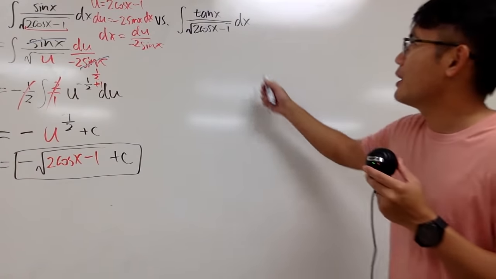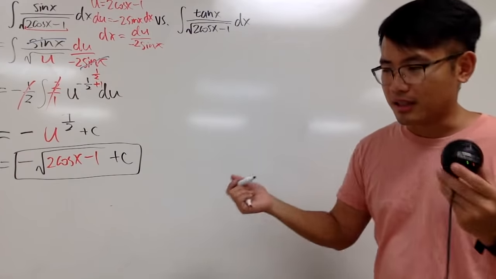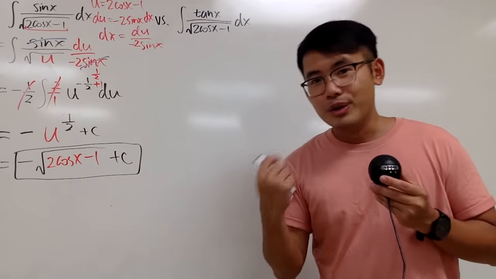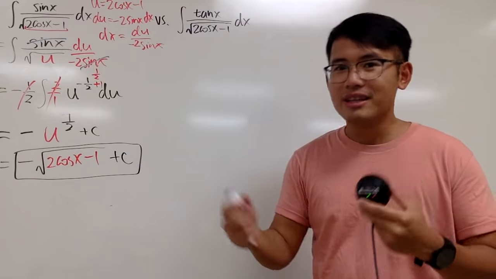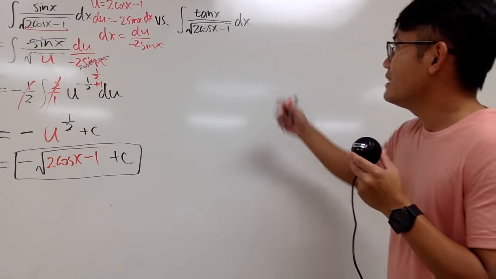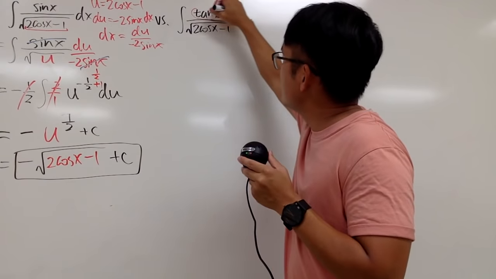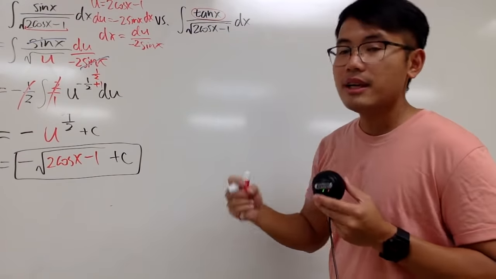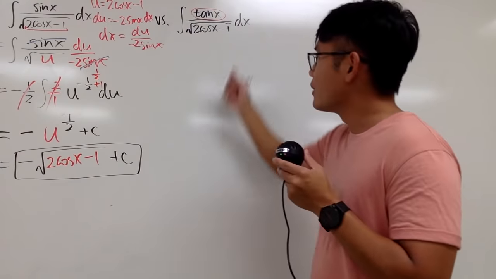You might be thinking, okay, we have tangent x on the top. That's kind of bothering us because we like to have sine and cosine in integrals, right? Because they get along really well. It's okay, it's not that bad because yes, we can just look at tangent x as sine x over cosine x. So it's a good idea.